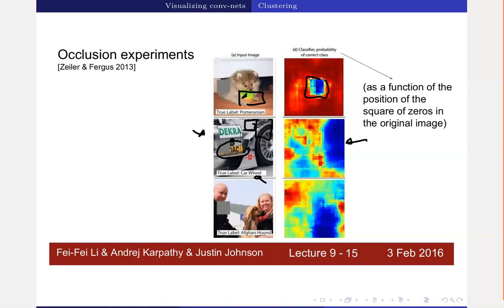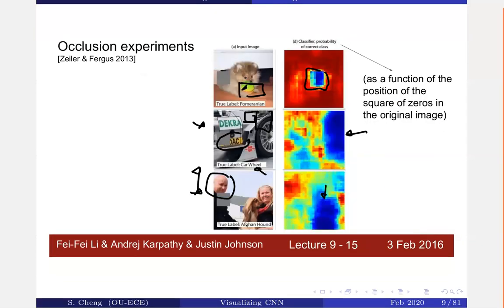Similarly for this one, if I mask out this, the dog score decreases, and if I mask out the face of the man here, the dog score increases significantly, because we know that definitely we are not interested in the person instead of the dog. So this is a very simple experiment.